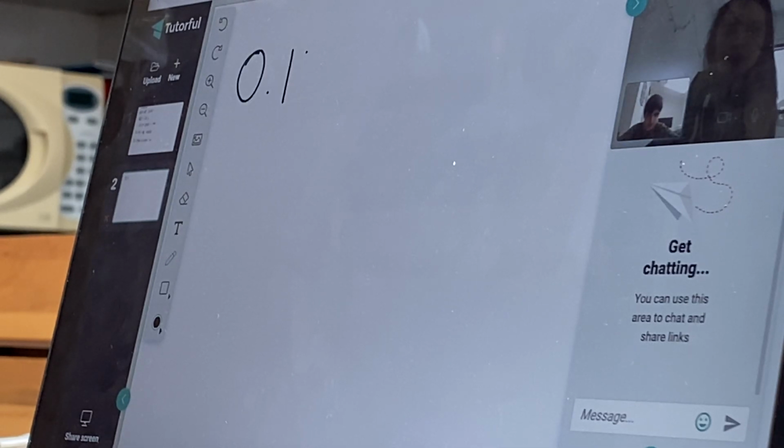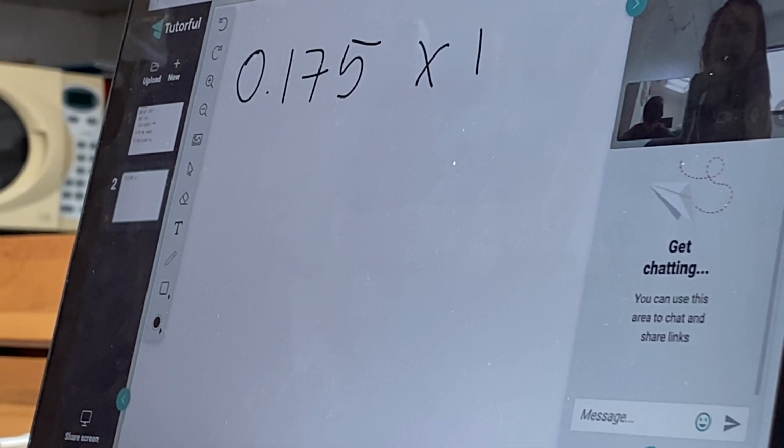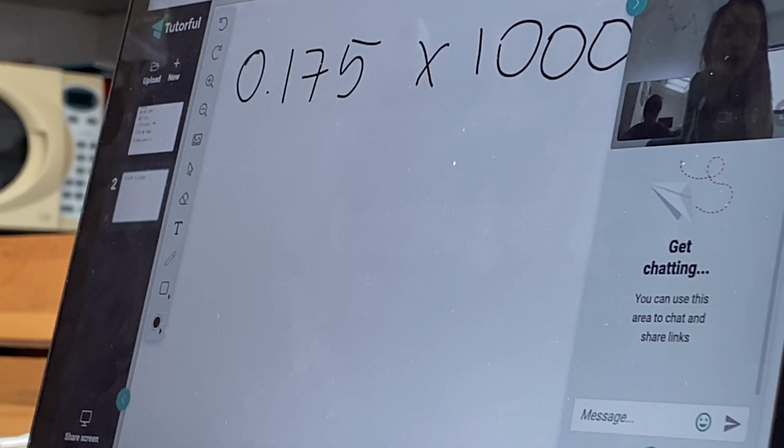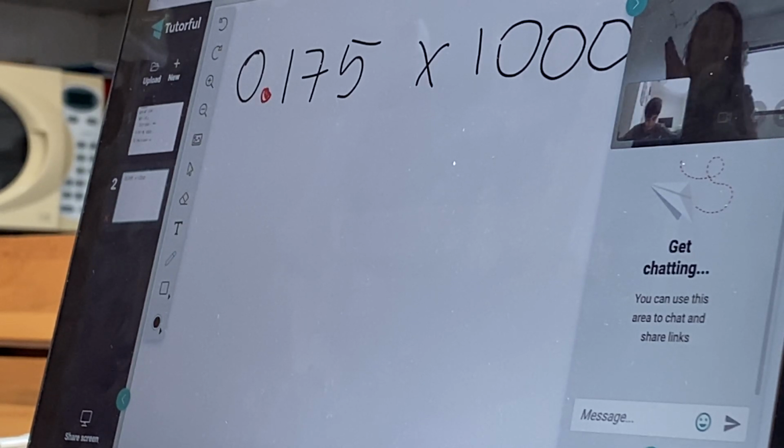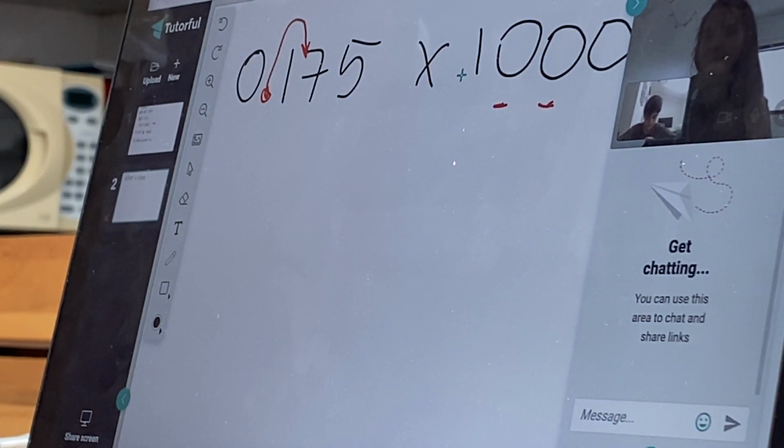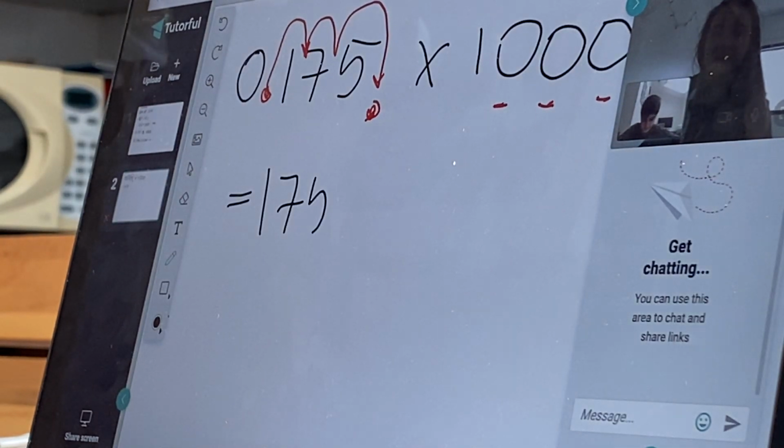So if we have 0.175, we're multiplying by 1,000. When you multiply a number by a multiple of 10, we take the decimal place and move it to the right. It's jumping one space for each zero, so 3 spaces. So 1, 2, 3. The decimal place ends up there. So what number do we have? 175. Exactly right.